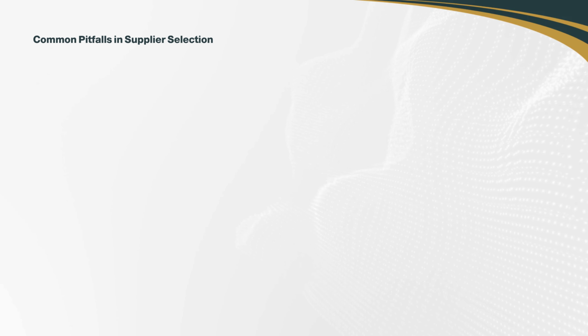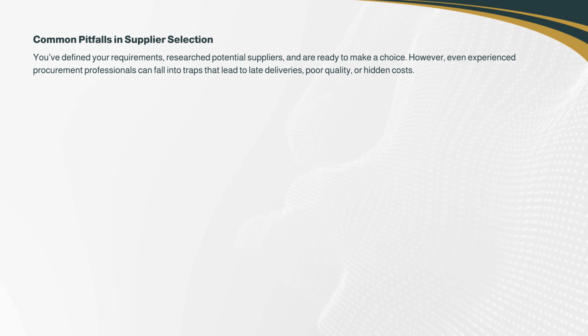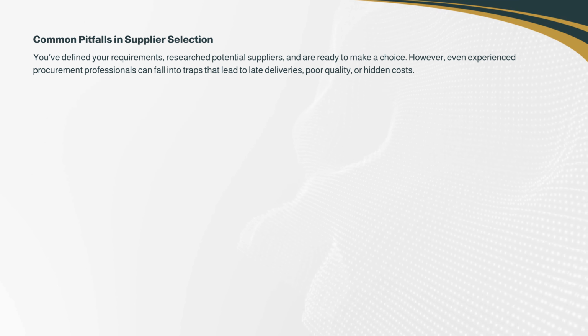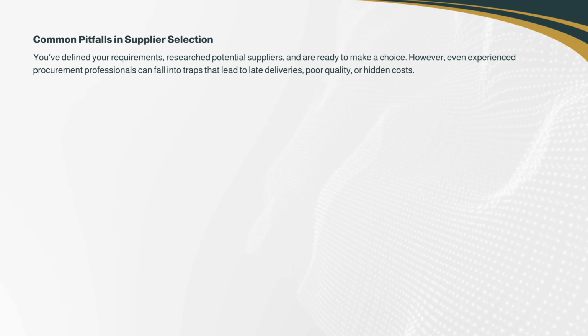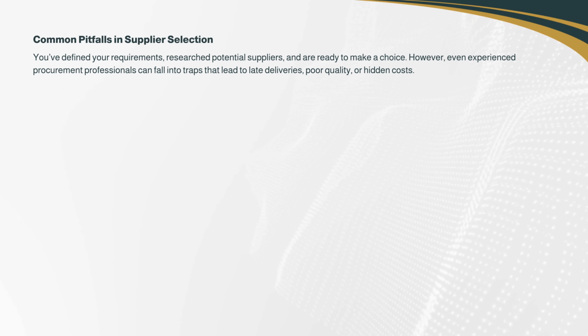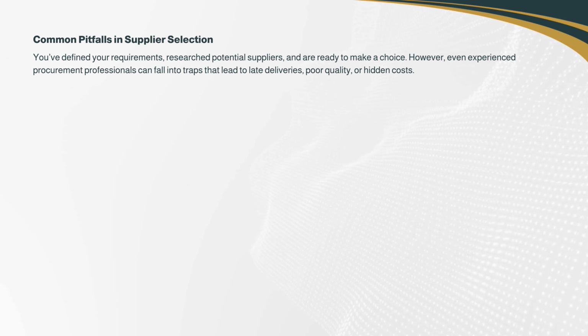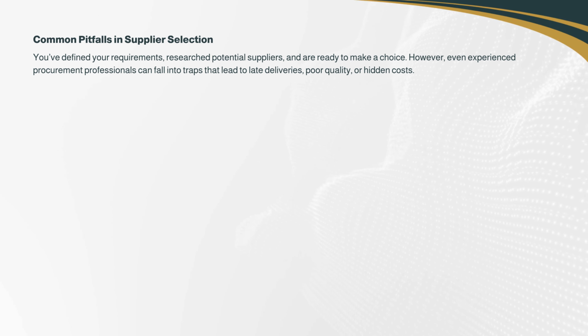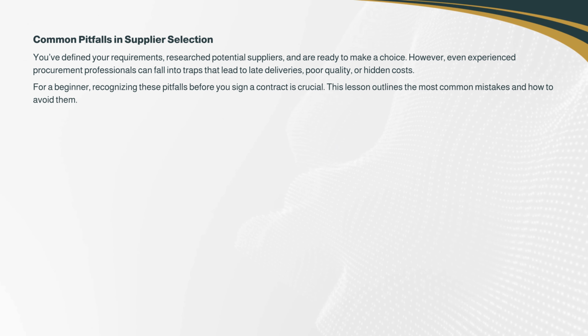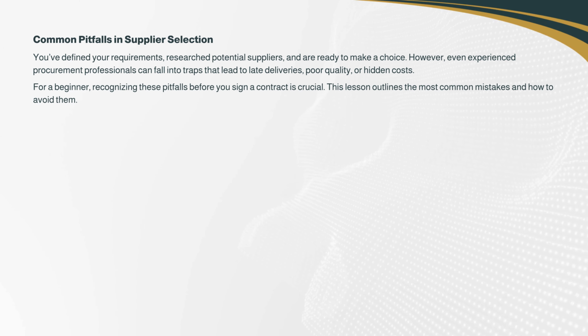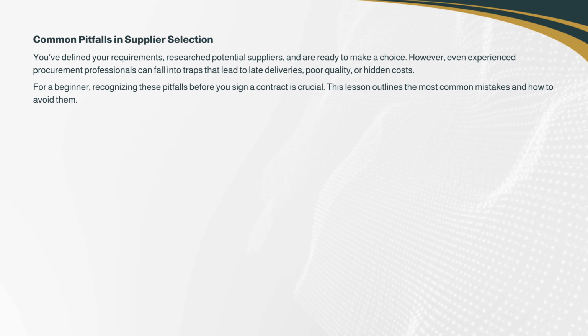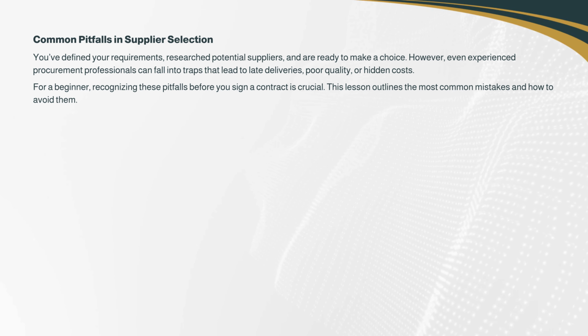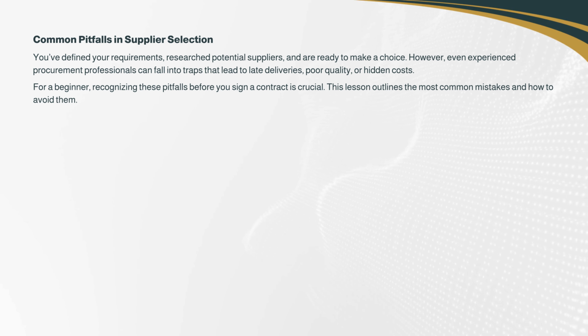Common pitfalls in supplier selection. You've defined your requirements, researched potential suppliers, and are ready to make a choice. However, even experienced procurement professionals can fall into traps that lead to late deliveries, poor quality, or hidden costs. For a beginner, recognizing these pitfalls before you sign a contract is crucial. This lesson outlines the most common mistakes and how to avoid them.